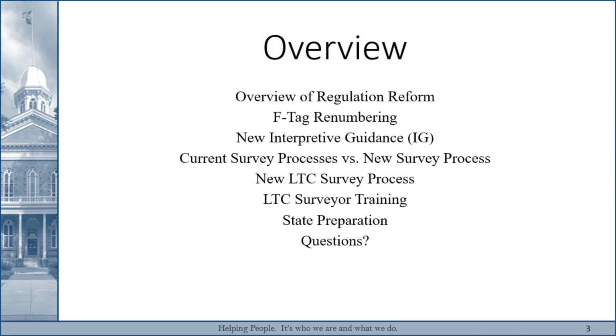The overview. Overview of regulation reform, F-tag renumbering, new interpretive guidance, current survey processes versus new survey process, the new long-term care survey process, long-term care surveyor training, state preparation, and questions.